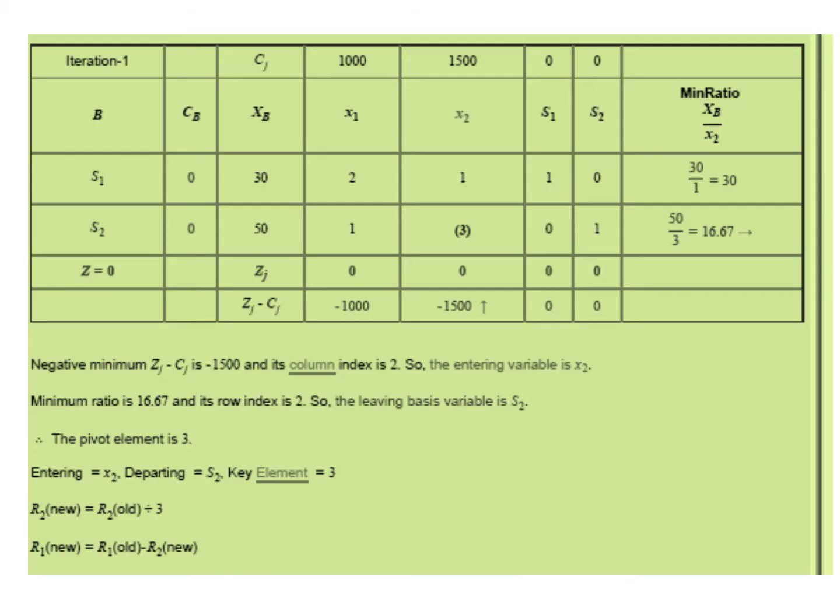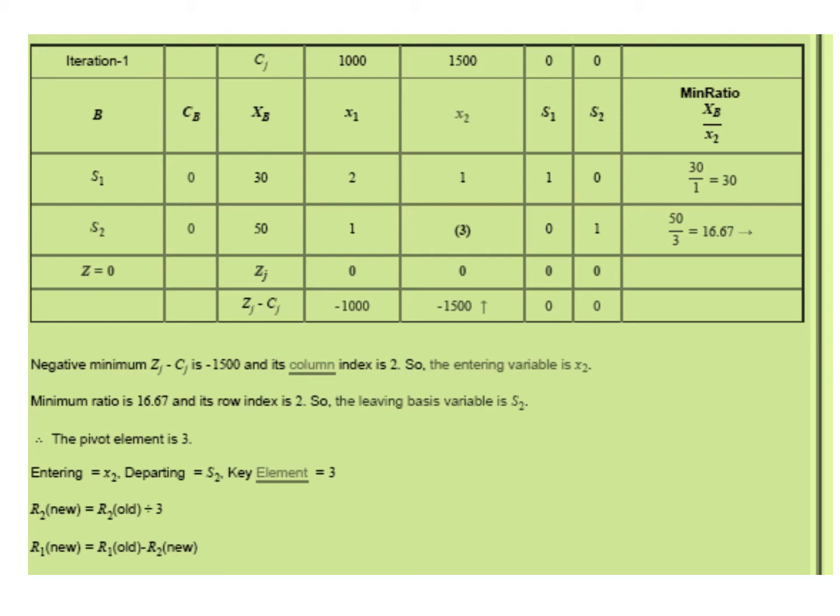Now look at the first table, the very first row, Cj. Cj is the cost function. Cj corresponding to x1 is 1000. Cj corresponding to x2 is 1500. Cj corresponding to s1 is 0. Cj corresponding to s2 is 0.